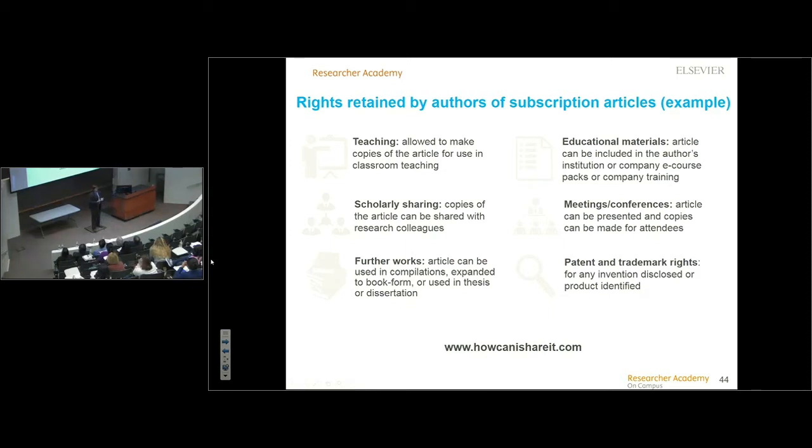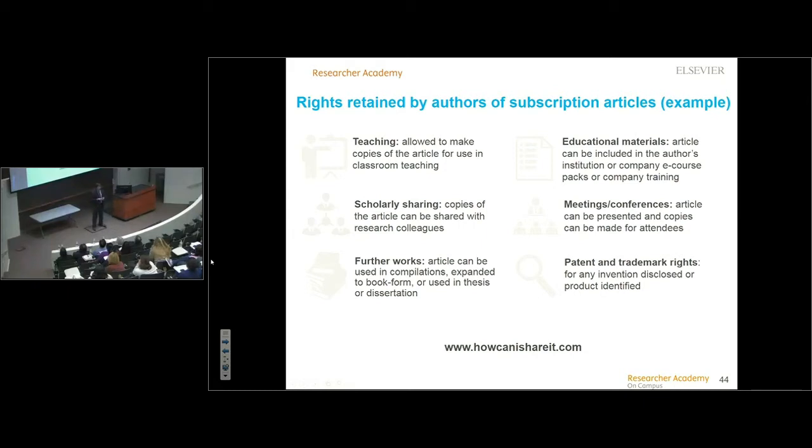It's just a sampling of things that are not given away. Teaching and making copies of the article for use in classroom teaching, sharing it with research colleagues, expanding it and using it in compilations, your thesis, your dissertation, we get a lot of those requests. We consider that automatically part of the author rights. Use in educational materials, handing it out at a conference if you present on the research, and then patent and trademark rights not affected. There's a site called howcanishare.com, which is a publisher agnostic site, which provides more information and tries to make this whole process a lot easier.